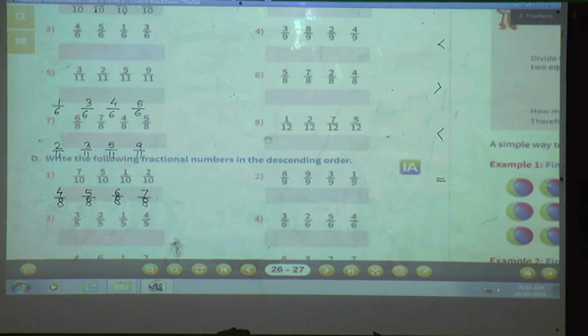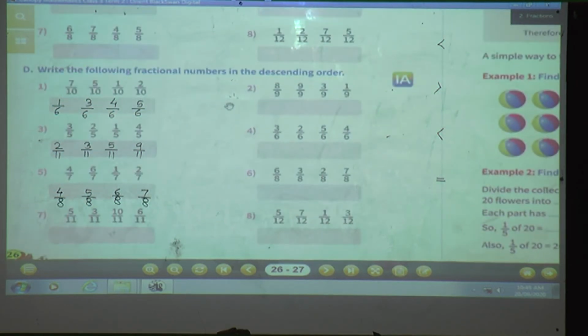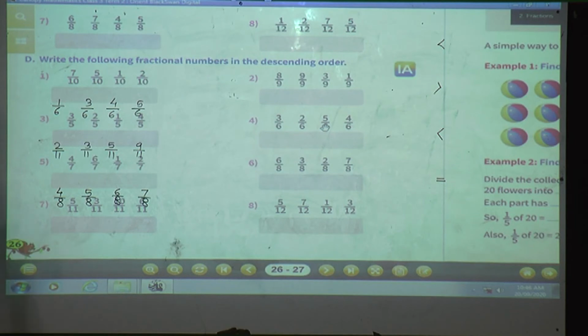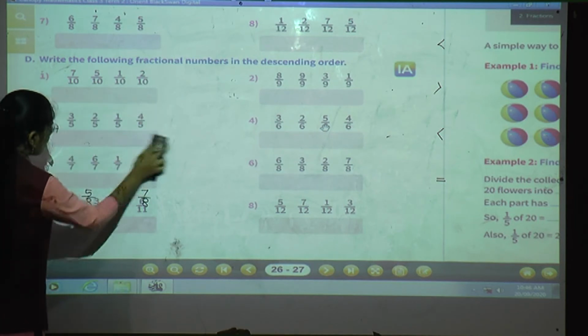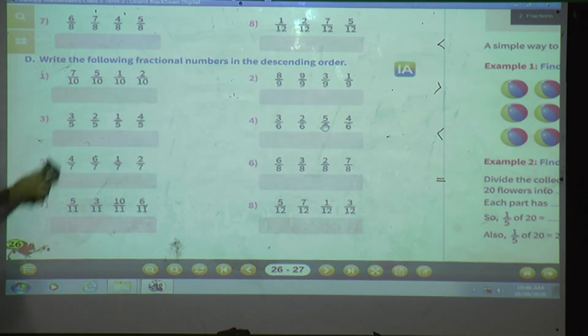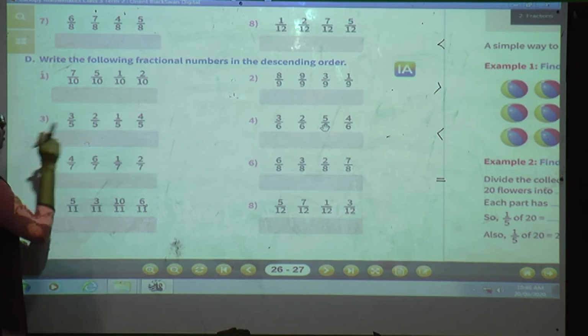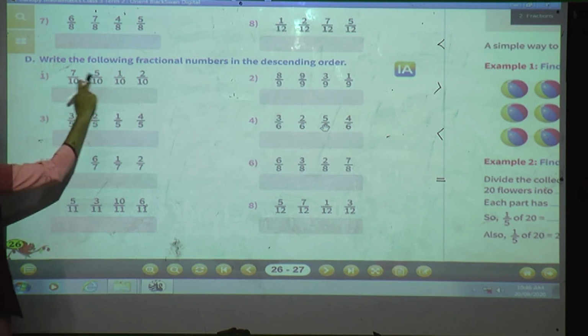Now we'll move to the next question, that is D1. In this question you have to arrange all the fractions in a descending order. Now what is meant by descending order? Descending order means you have to arrange the given fractions from biggest to smallest. From biggest to smallest. See, all are like fractions, so see only numerator.